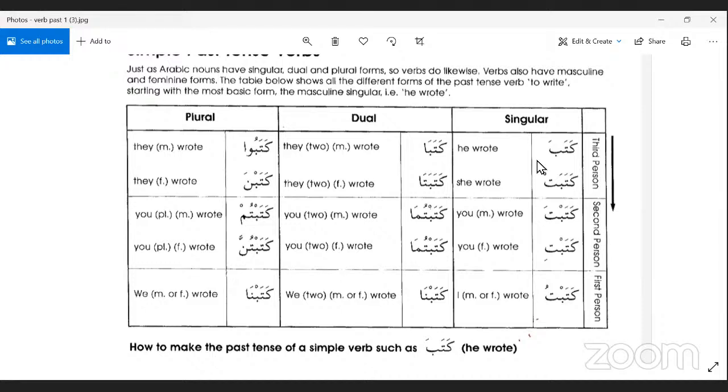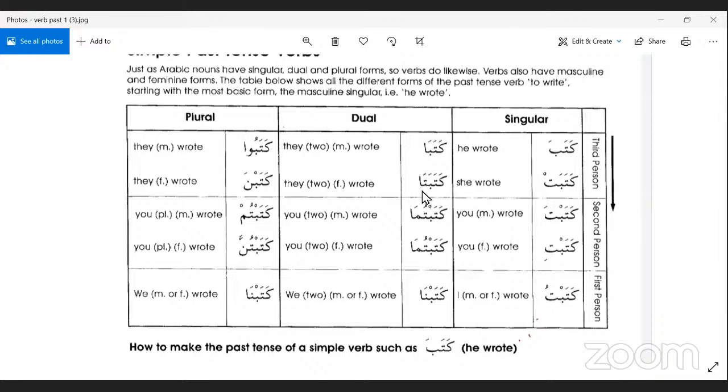For katabu, the suffix waw is showing that multiple men, more than two men, are performing the action. So the translation for katabu will be they wrote. For katabat, the third person feminine singular, the ta is showing that a female is doing the action, and it's singular. So the translation for katabat will be she wrote.